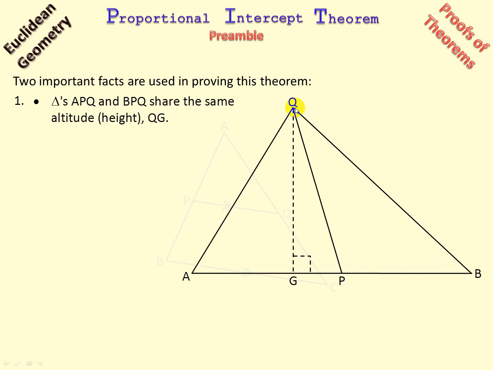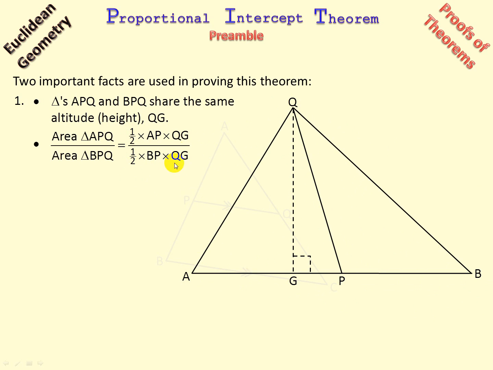Picture standing at the top of this cliff. There we are, this cliff here. And if we had to drop a stone, that's where it would fall. So that's the altitude of that triangle as well. Now the area of a triangle is half base times height. So in this triangle, we have half base, which is AP, times height QG. And in this triangle, we'll have half base, which is BP, times its height, QG.